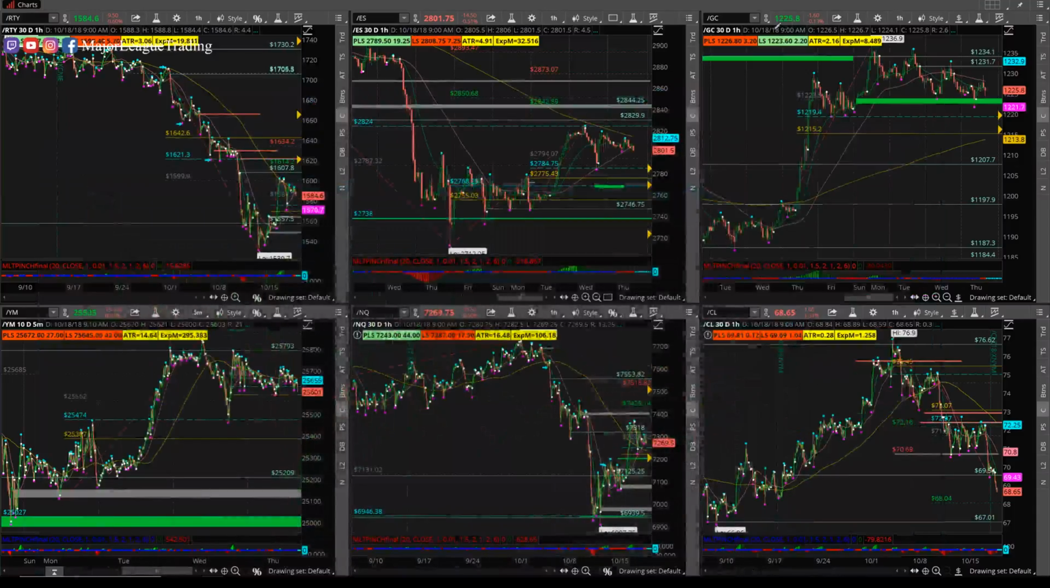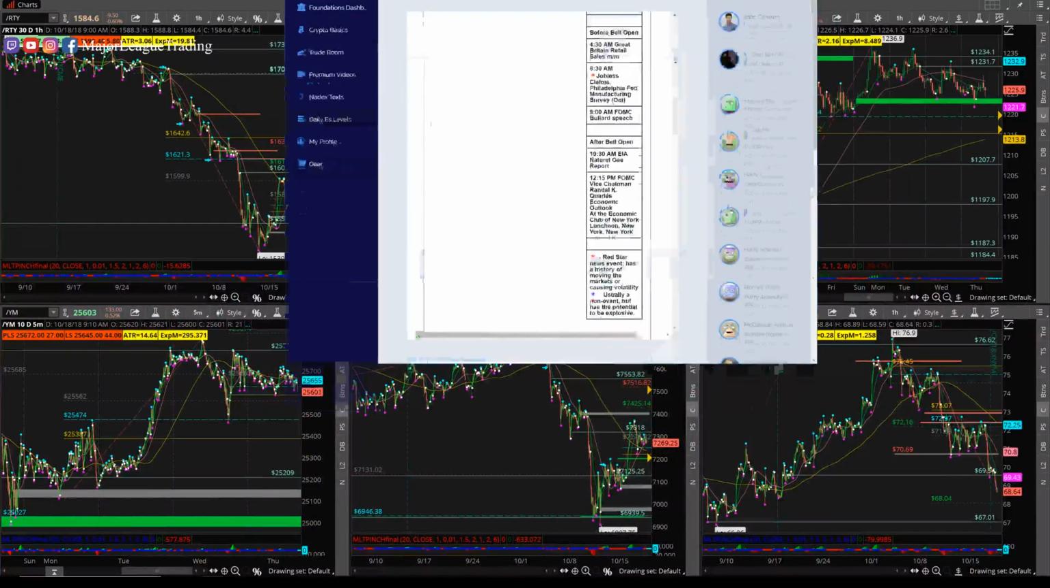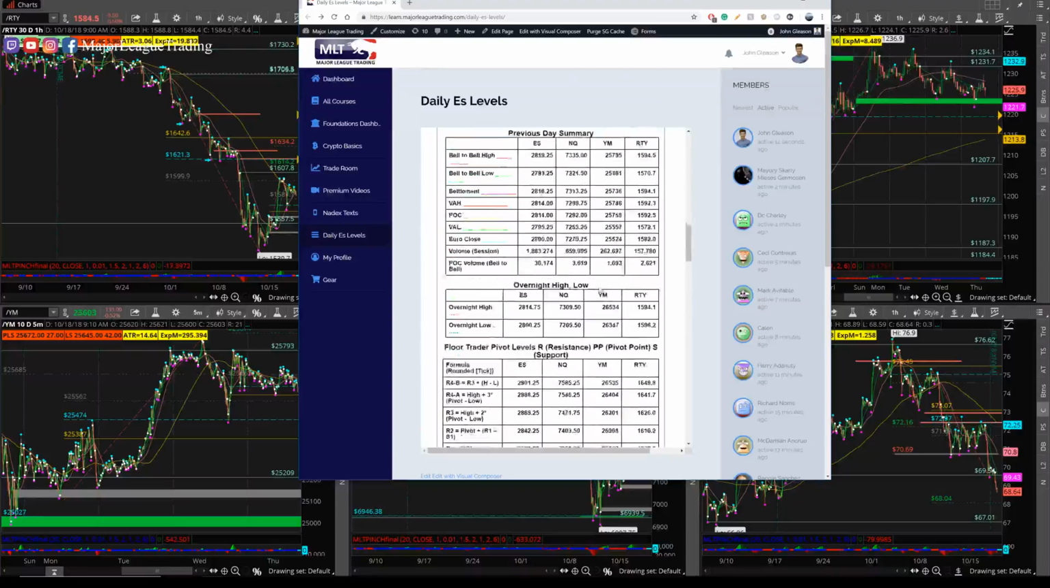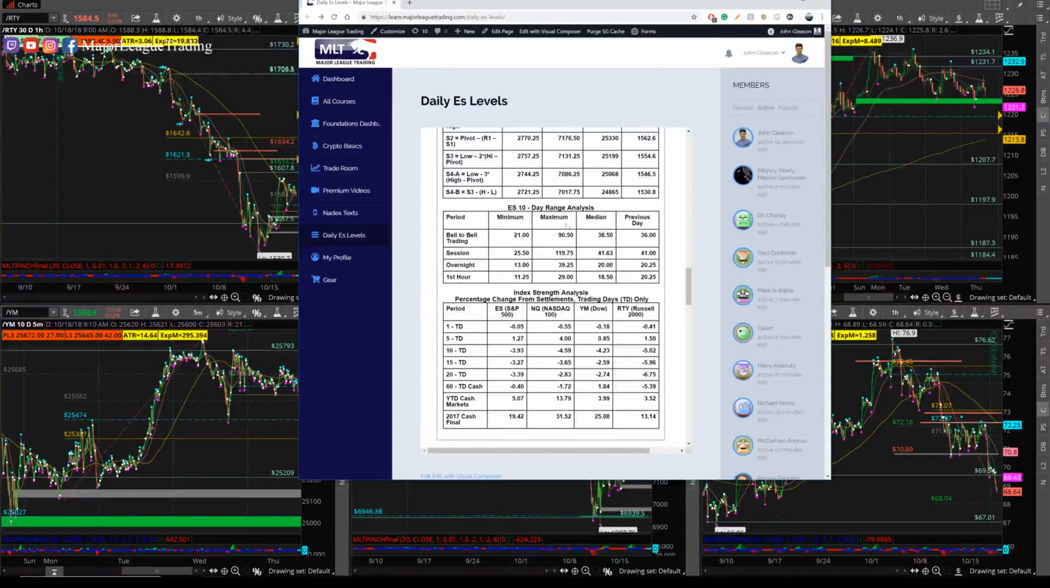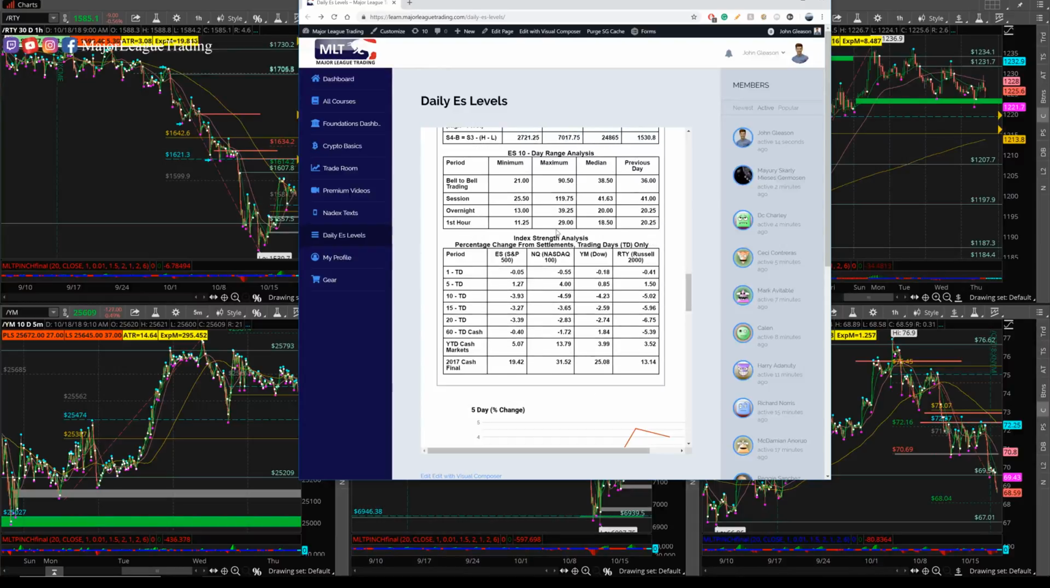All right, let's take a look here at some other things. For our daily range, previous day, guys, 36 points. Median's 38.5. Session was 41, right there at the median. Overnight 20.25, once again at the median, and first hour 20.25 too. So a lot of just the same. Realistically speaking, just right in line with what we've been doing.